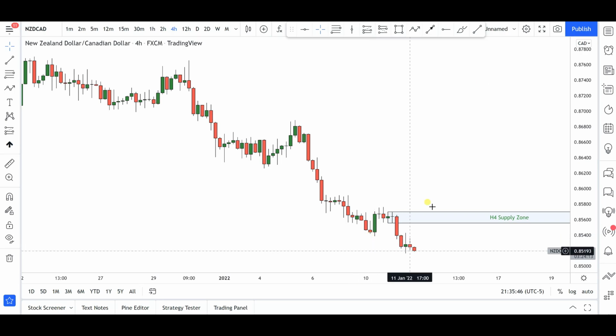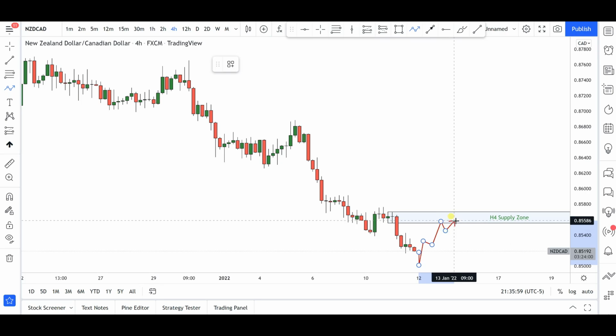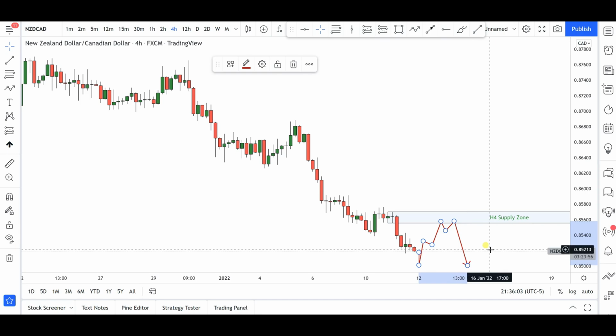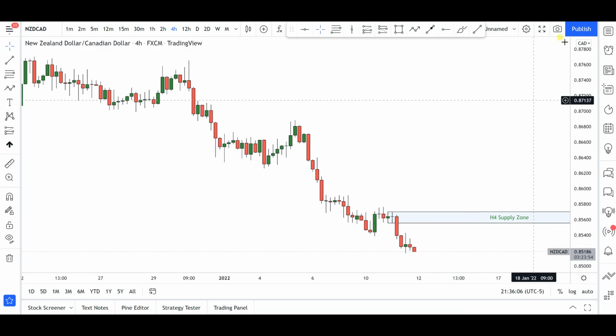Okay, so what I would love to see right now personally is maybe another little push to the downside, and then from here, if we begin to get any reactions to the upside, I'll be keeping an eye at the 0.8550 institutional price level area, from where if we get any bounces to the downside, I'll be looking for an opportunity to go short for further continuations to the downside.